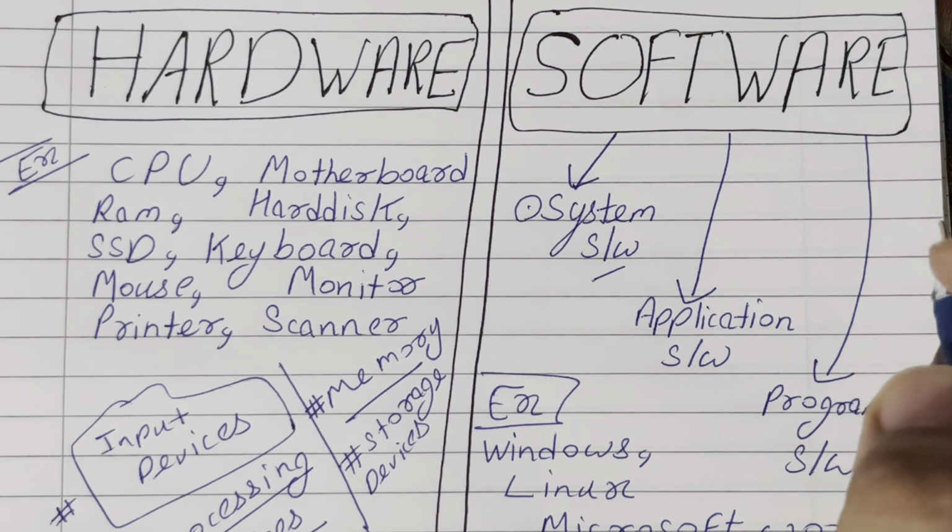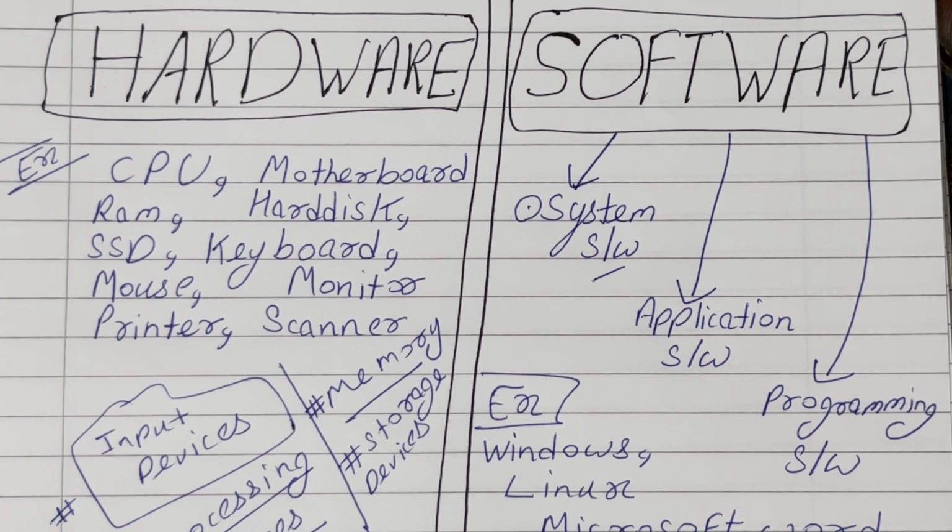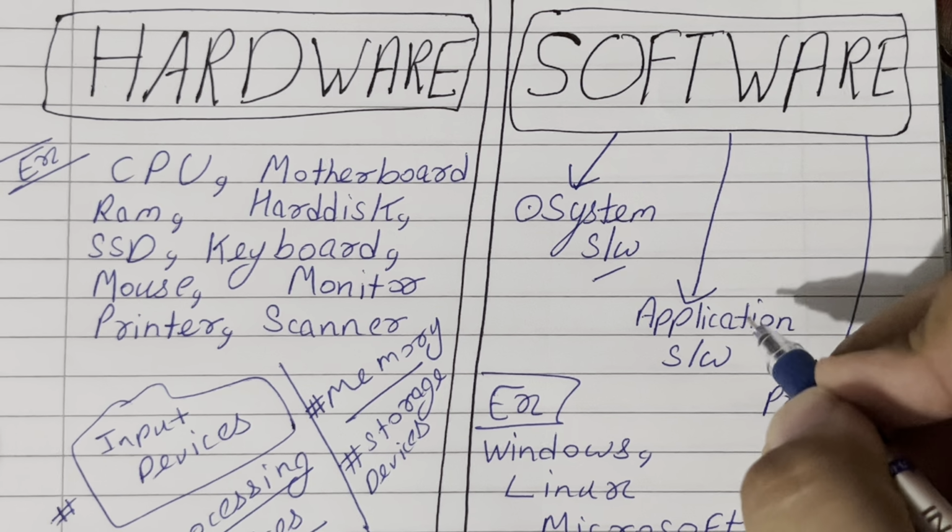So you should know what are device drivers also. Device drivers are software programs, guys, that allow the operating system to communicate with specific hardware devices. For example, a printer driver helps the operating system to communicate with a printer. Now let's move to application software, guys.